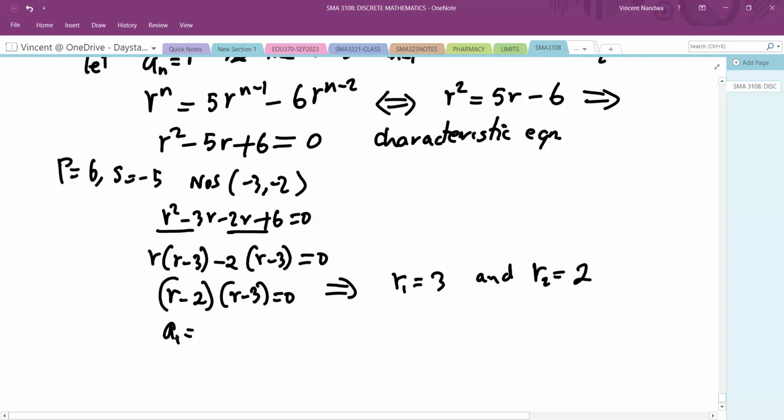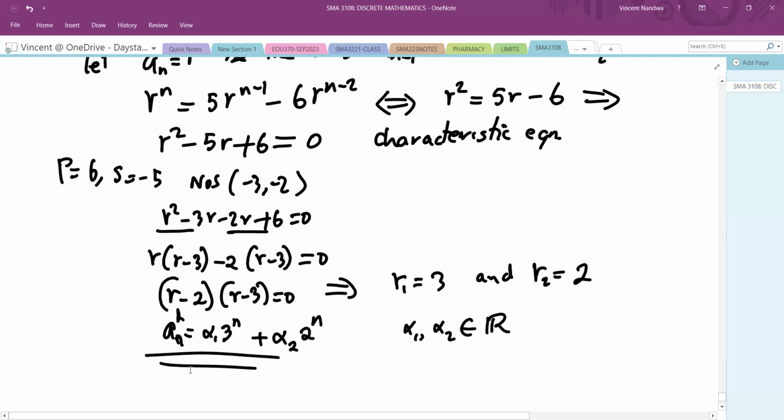the first value a_n, which is the general, the homogeneous solution, will be a constant, say alpha 1, times r1 power n, which will be 3 power n, plus another constant, alpha 2, times 2 power n, where alpha 1 and alpha 2 are real constants. So this is the homogeneous solution.